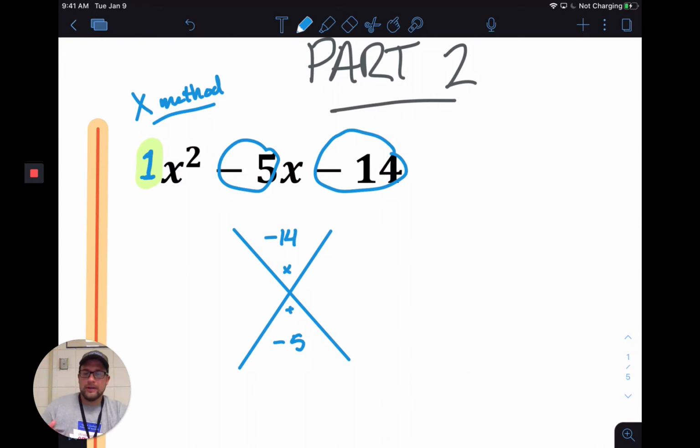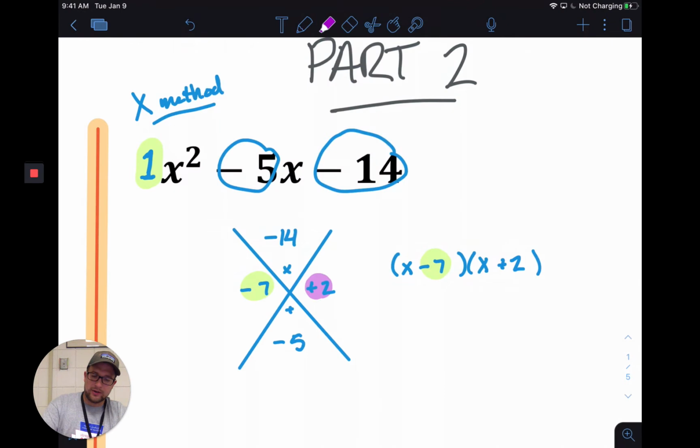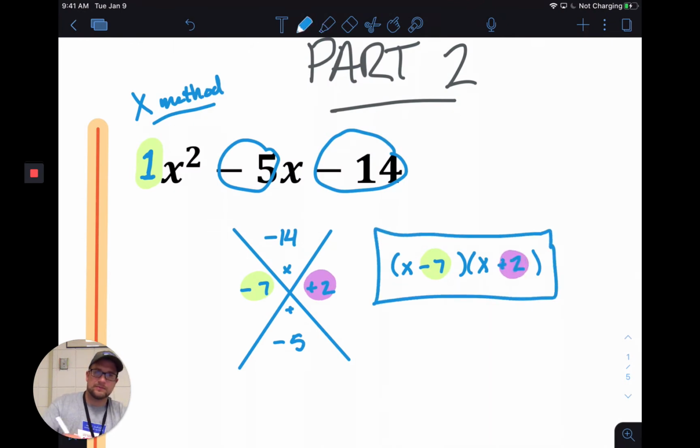Now, hopefully, we can think this out. Again, this is a great spot to pause the video and ask, can I figure out those numbers? Because this is the actual math part of what we're doing right now. Those two numbers end up being a negative 7 and a positive 2. Once you have those numbers, you can write out your factors. One will be x minus 7, which came from right here, and the other is going to be x plus 2, which came from over here. And this would be our final answer.